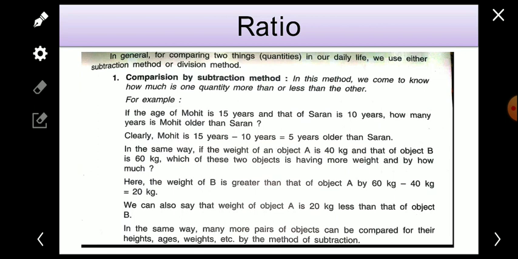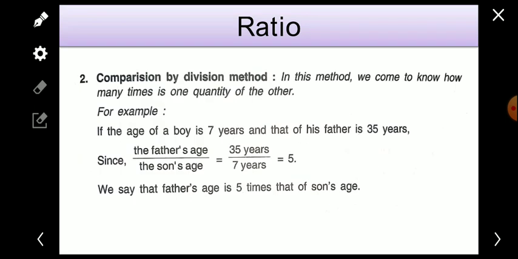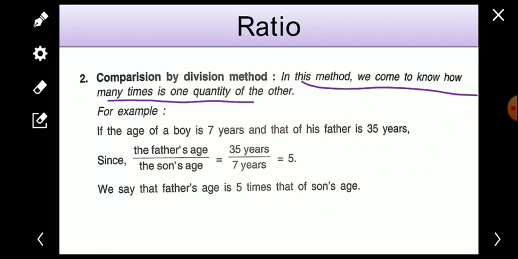So there are many ways to compare the things. Okay, more than, less than, like this. So these things we get using the subtraction method. Now, comparison by division method. In this method we come to know how many times one quantity is of the other. Here we compare how many times one quantity is of the other quantity. Okay, here we don't say how much more or how much less. No, here we say how many times one quantity is of the other.